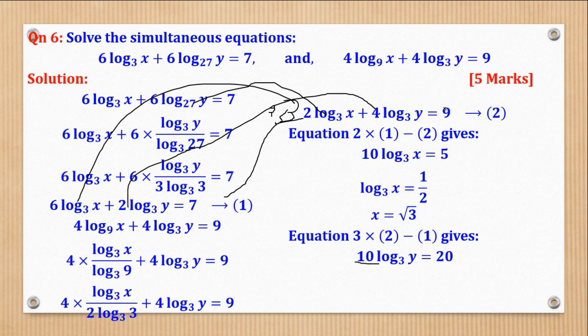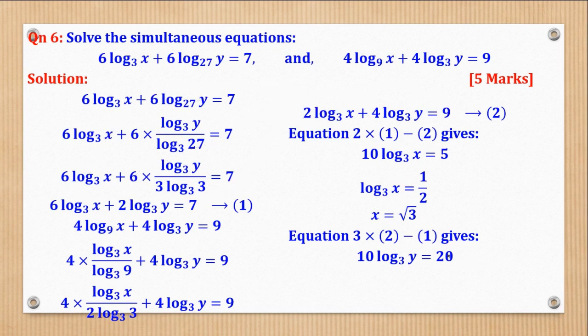And this 18, this is 3 times 9, which is 27. So 27 minus 7 gives you 20. So still do the same. Take this 10 to this side, and making y the subject means 3 to power 2 is equal to y. So y will be 3 to power 2, which is 9. I think that's what they wanted.